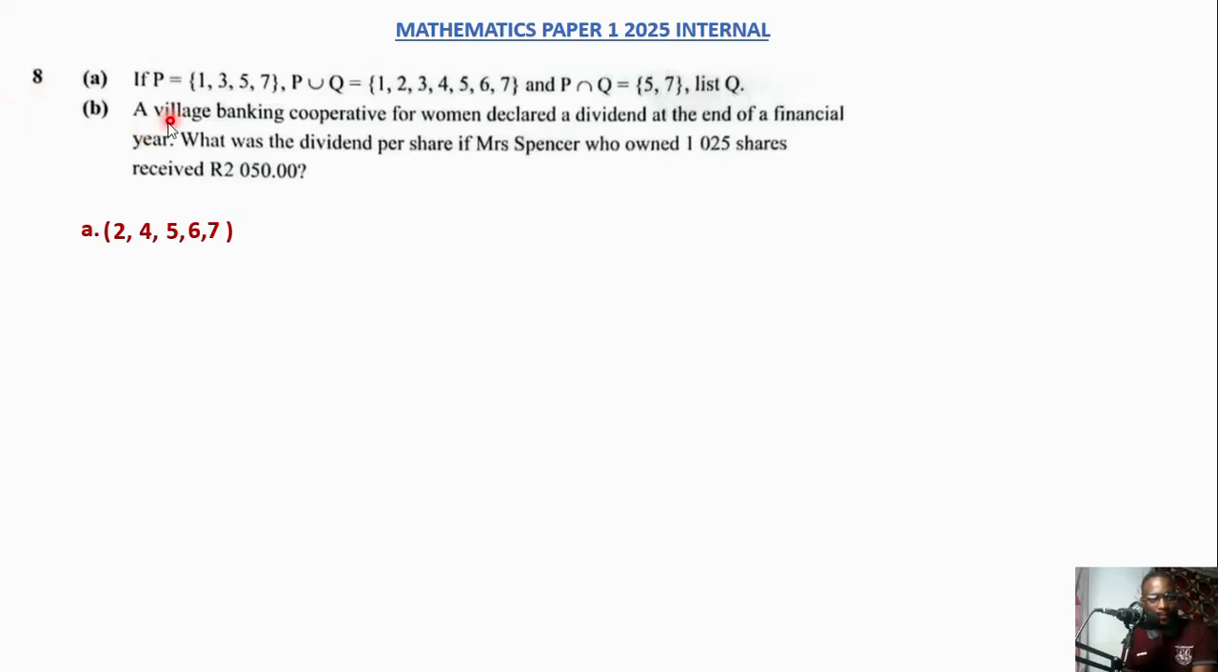Then now question 8b. They're saying a village banking cooperative for women declared a dividend at the end of a financial year. What was the dividend per share if Mrs. Spencer, who owned 1,025 shares, received 2,050 rands? Okay, now here this is very simple. You just need to find the formula. The formula for finding dividend per share: dividend per share is equal to total dividend received divided by the number of shares. Okay, you just follow the formula.